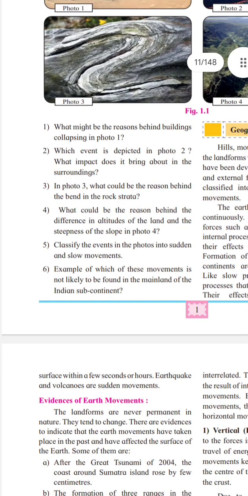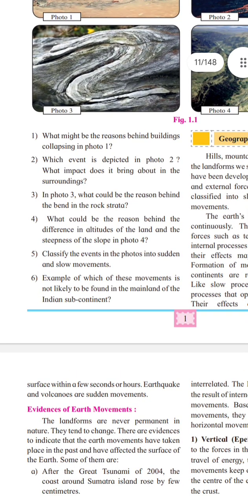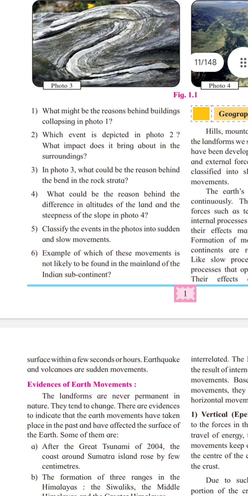So first of all, let's recall. You can see a couple of questions are given here. The first question is, what might be the reason behind the collapsed buildings? The answer is, buildings collapse because of an earthquake. During an earthquake, the ground shakes suddenly, and strong vibrations weaken the foundation of buildings, causing them to crack or collapse. So you can write it also.